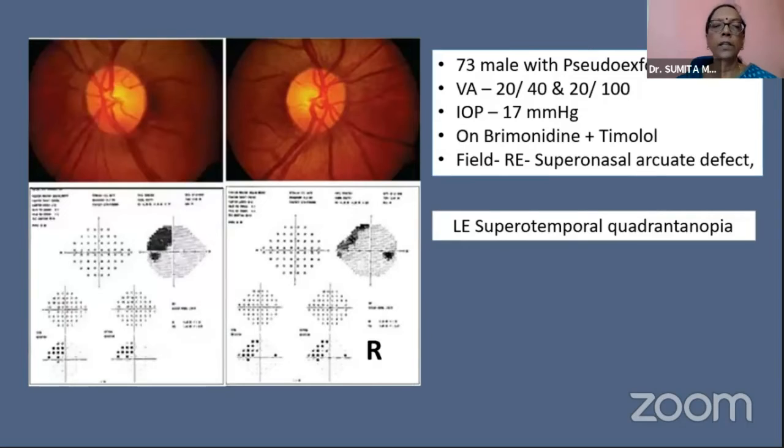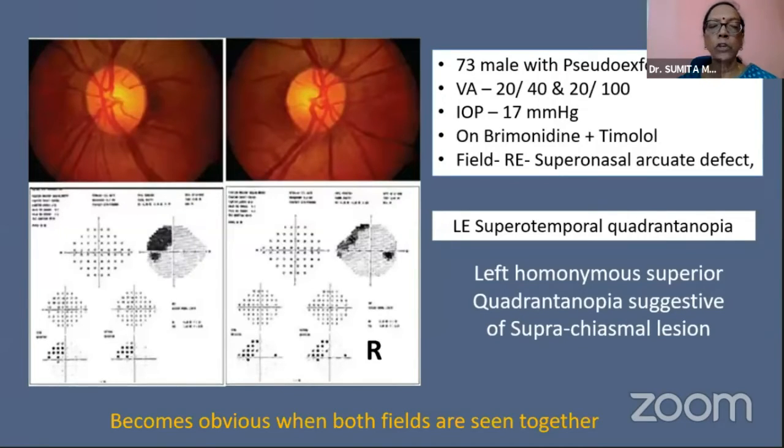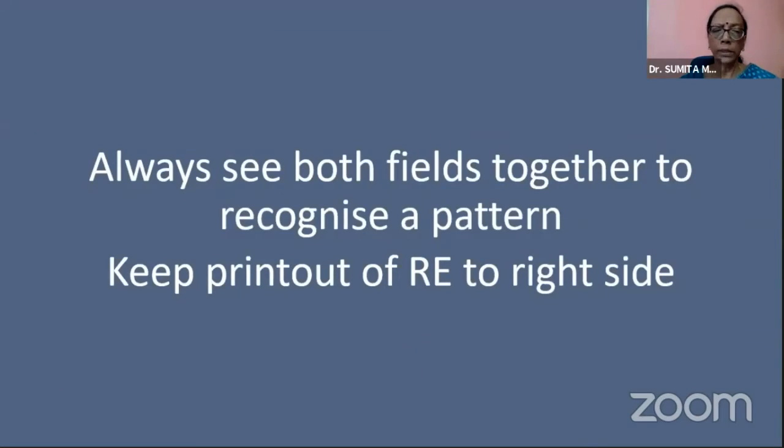But if we see the other eye is also similarly showing the defect, and the left eye also shows a superior temporal quadrantanopia, then if we see both the defects side by side, we can know it is a homonymous defect. And a left homonymous superior quadrantanopia is suggestive of a suprachiasmal lesion. This we can know only if we see both the fields together and do not jump to a conclusion by seeing only one eye and the pseudoexfoliation. From this we have to know that we have to see both the fields together to recognize a pattern.